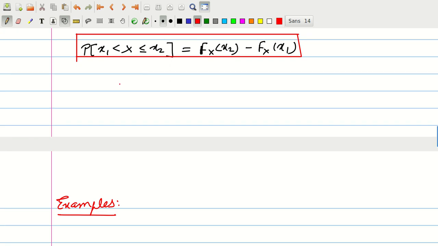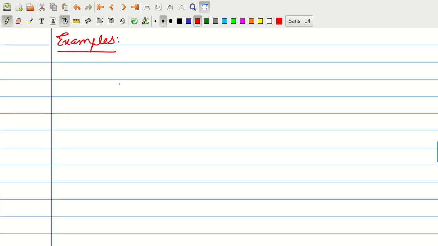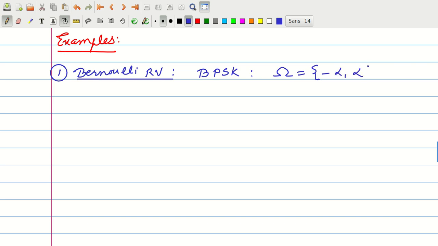Let us now consider a couple of examples. Example number 1, consider a Bernoulli random variable. A Bernoulli experiment is one which has two outcomes. The corresponding random variable is called a Bernoulli random variable. So consider a digital transmission example of BPSK, binary phase shift keying with two symbols. So there are two symbols in the symbol set, minus alpha and alpha.